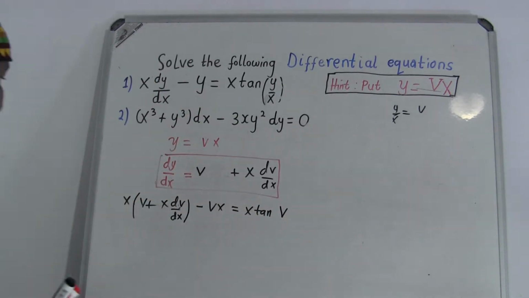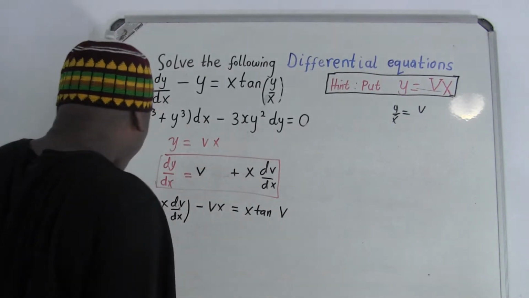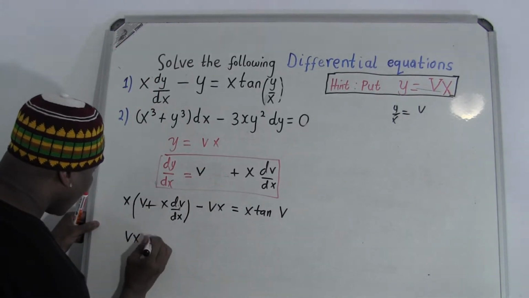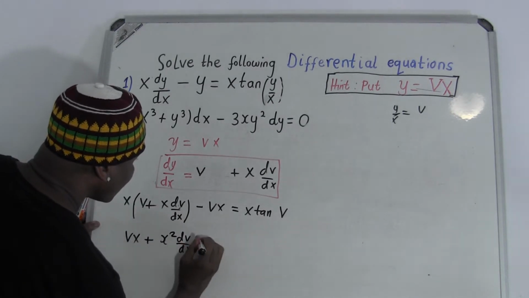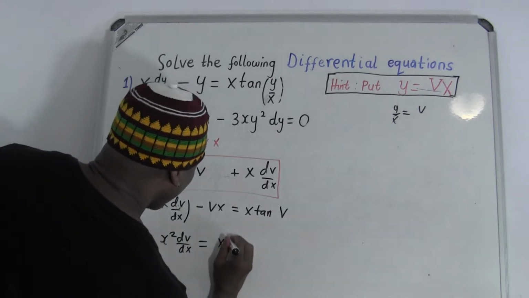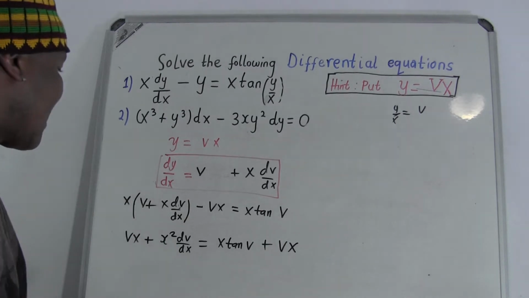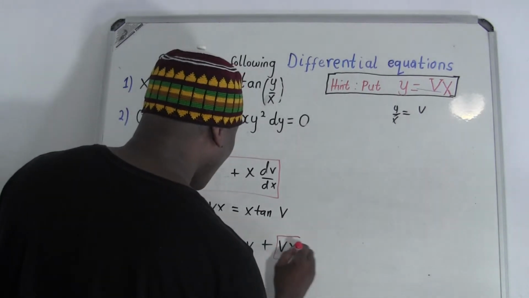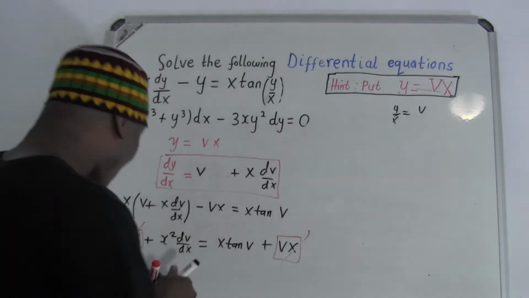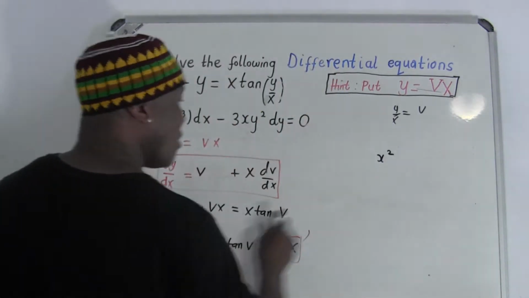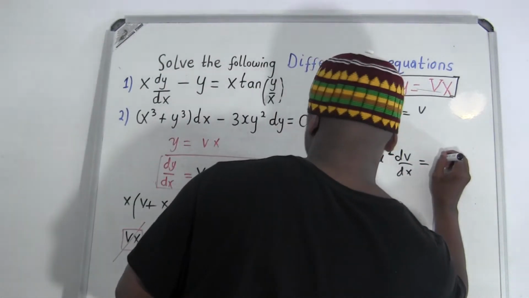So what I can do here, let me expand and see what is going to happen next. x times v equals vx, and this x times this is going to be x squared dv over dx. Then I'll take this over, so there's going to be x tan v plus vx. What is next? Look, this vx and vx are the same thing, so they cancel. Then I'm left with x squared dv over dx equal to x tan v.